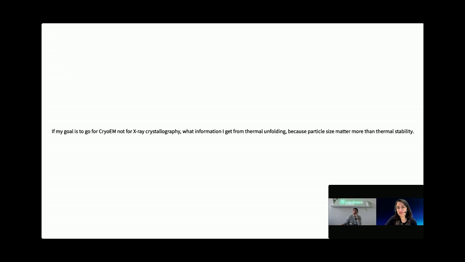But if your overall goal is, in the long run, to maybe also get some small molecule ligands, and therefore you have to run it through a specific program where stability is key, then it would make sense to already find something that also works with that. But if your pure goal is, I want a structure, you're right, particle size is what you should look for. Absolutely.